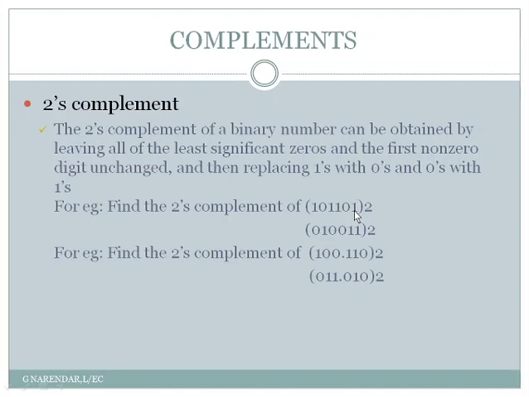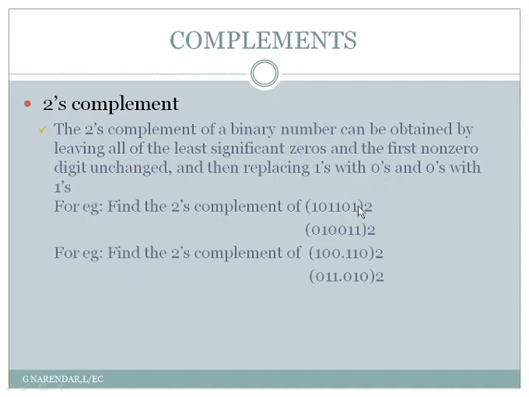Start observing the bits from the least significant position, and if you find any zeros, leave them as they are. Here there are no zeros, and the first bit is a non-zero bit, and the first non-zero digit is also unchanged. So write this first non-zero digit as it is, and then replace ones with zeros and zeros with ones.